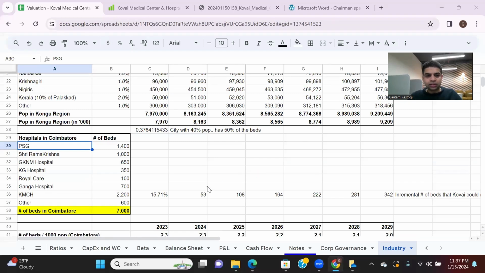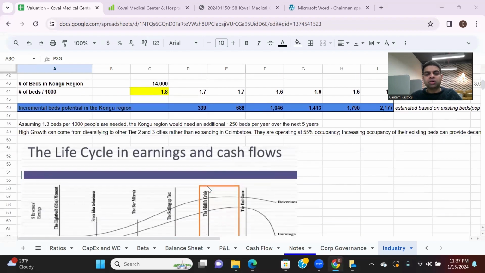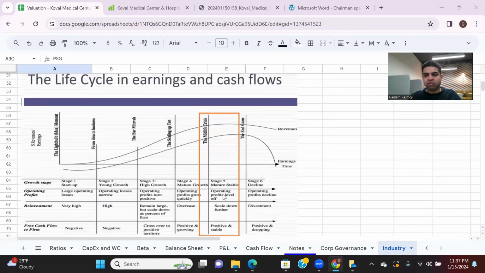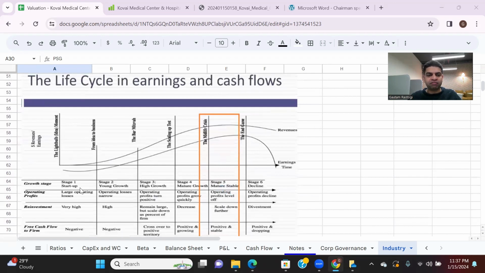So what it means is I'm assuming that Kowai is operating as a mature, stable firm. There are like 5, 6 stages that a firm could be in. This is the corporate life cycle snippet that I pulled from Professor Aswath Damodaran's class. My assumption is that Kowai is in this stage, mature, stable.